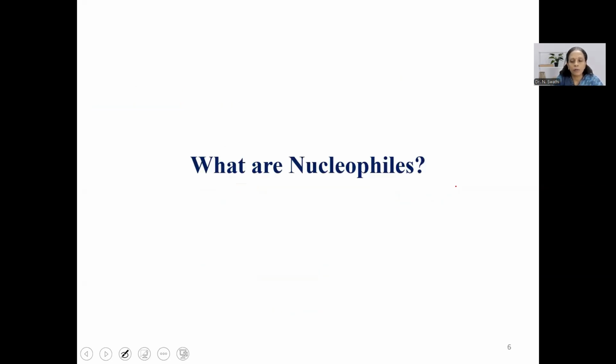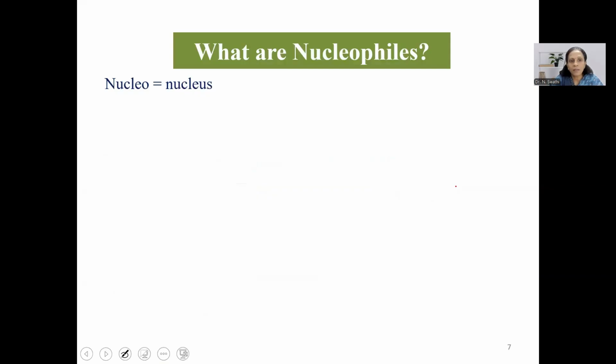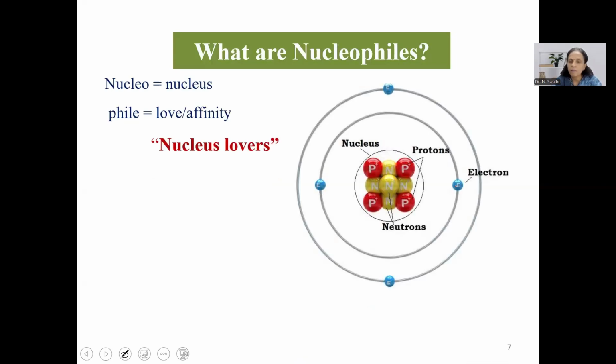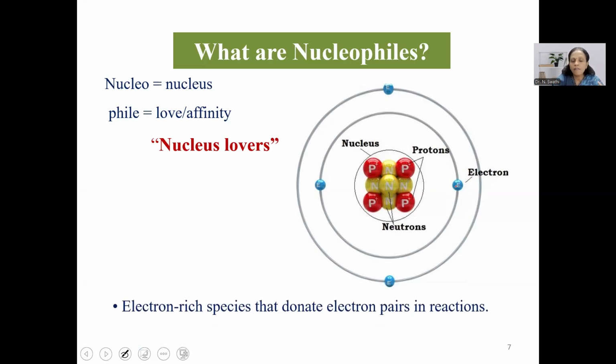Now what are nucleophiles? Nucleo means nucleus, phile means love or affinity. That means nucleophiles are nothing but nucleus lovers. If you look at the atomic structure as mentioned earlier, the overall charge of the nucleus is positive because it is loaded with protons. Now if any species has affinity towards the positively charged protons, it means that the species is electron rich. So nucleophiles are electron rich species which have the ability to donate electron pairs during reactions.